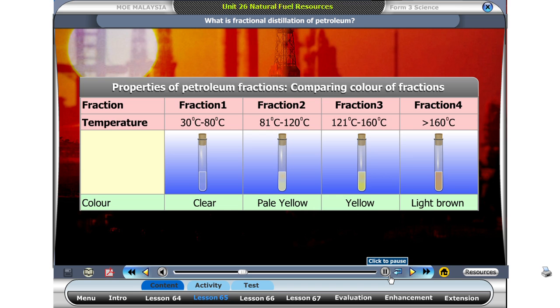Now, let's compare the various fractions. What is the color of each fraction? The crude oil is heated to various temperatures as shown in each of the columns. The various fractions produced have different colors. The first fraction is a clear liquid. The second fraction is pale yellow in color. The third fraction is yellow in color. The fourth fraction is light brown in color. Did you get the same result in your activity sheet?